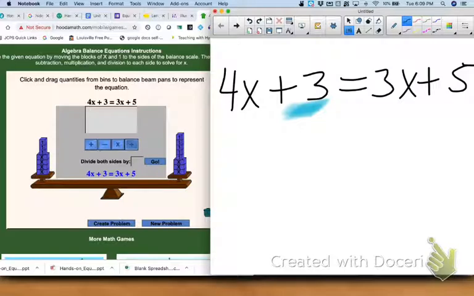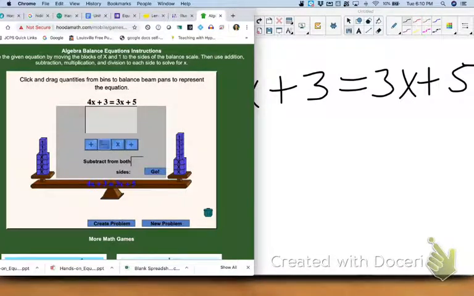That way that'll get the plus 3 off of there so that I just have an x over here, and then the number is just over there. And of course, you know how to cancel out a plus 3. We are going to do that by doing a minus 3. So I'm going to click the subtraction button. I'm going to subtract from both sides. I'm going to type a 3 in there. I'm going to click go.